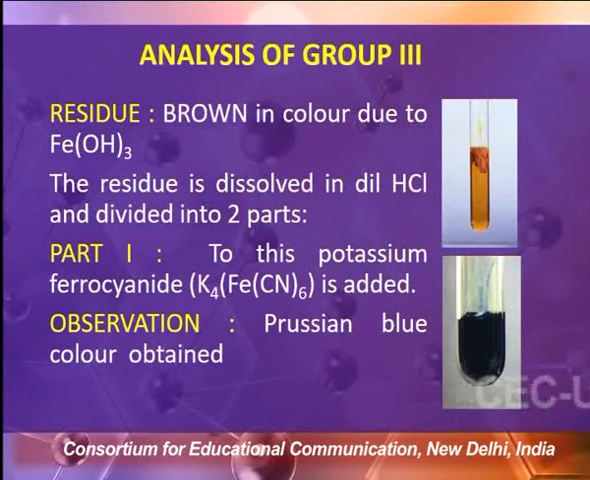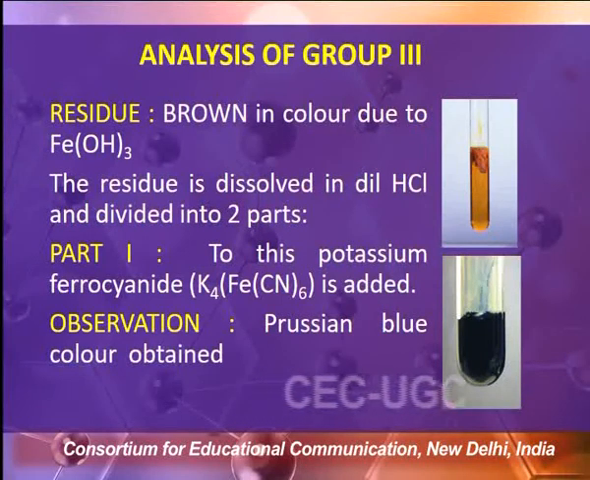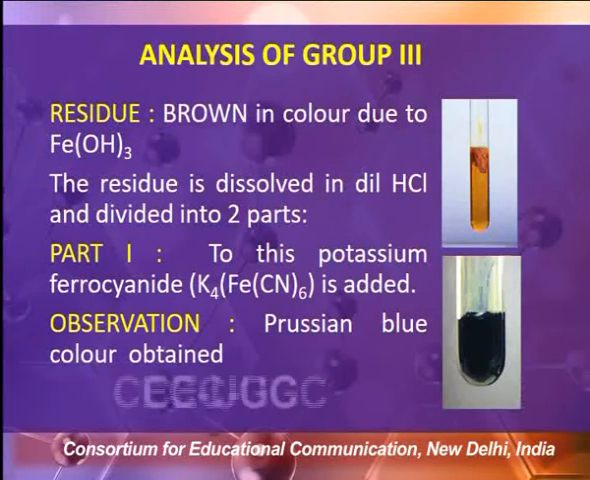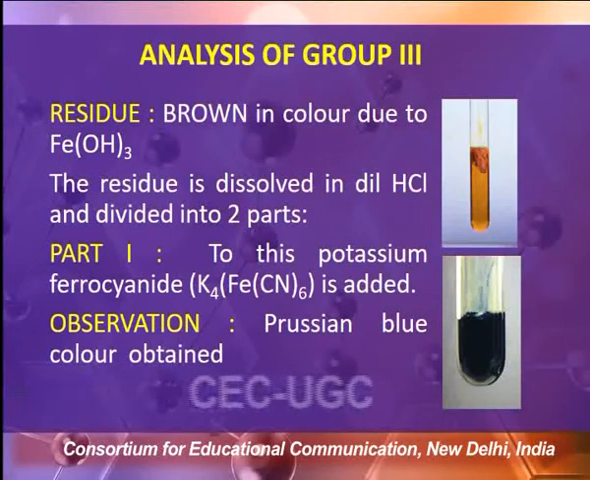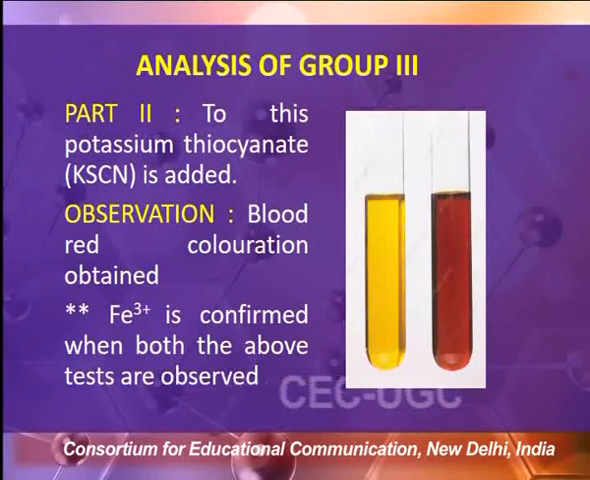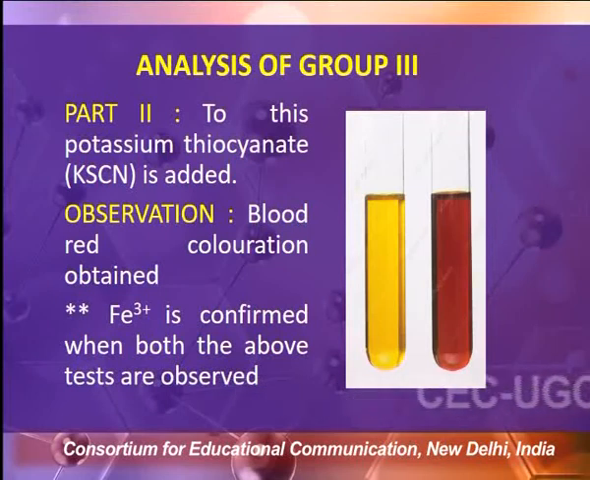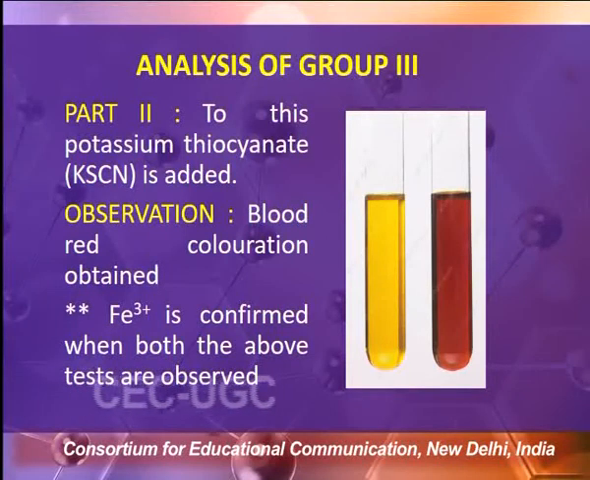and divided into two parts, that is, ferric hydroxide dissolves in HCl. To the first part, we add potassium ferrocyanide solution. If a Prussian blue color is obtained upon adding potassium ferrocyanide solution, then that confirms the presence of ferric ions in the mixture, and the adjoining figure shows us the Prussian blue color. To the second part, we add potassium thiocyanate solution, or even solid potassium thiocyanate can be added. In the observation, if a blood red coloration is obtained, it is a blood red coloration and not a precipitate, then it confirms ferric ions.